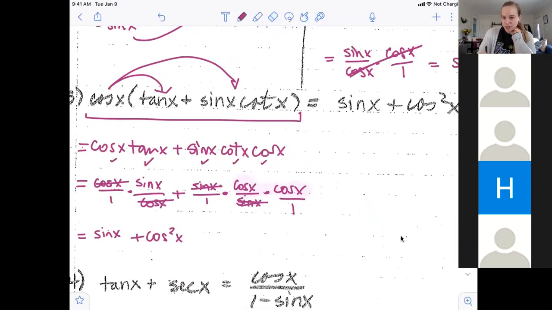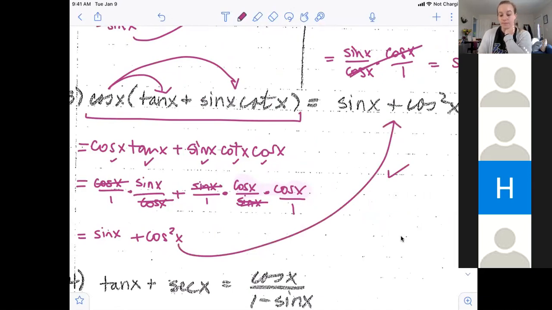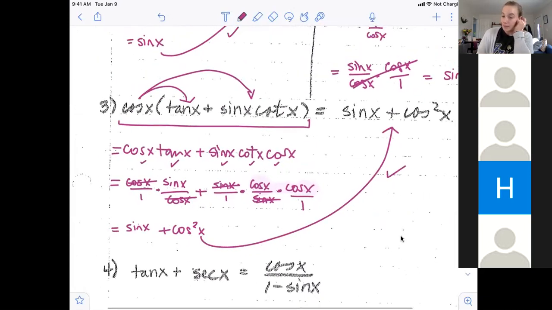When in doubt, you can always keep checking back in. Am I where I need to be? Do I need to keep going? Am I done? It looks like we're done here. Sine x plus cosine squared x, and sine x plus cosine squared x. Those are the same. So we did it. We're done. I'm looking for your distribution and your simplifying, and you can do those in whichever order, you'd still get the same answer.